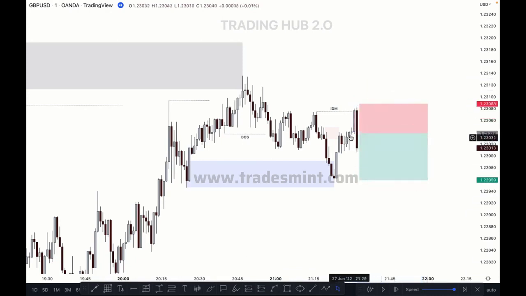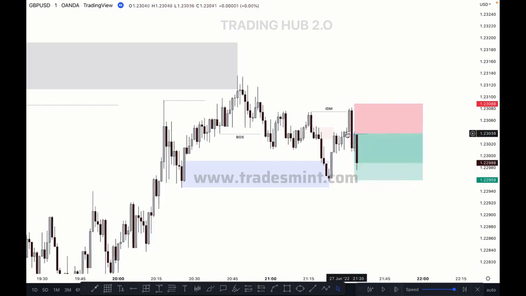If price pushes upside to mitigate this order block, then we can sell here, and our stop loss is here. If the market hits our stop loss, this will be fair. Why? Because we follow our rules. So let's see what happened here next. Market mitigates.